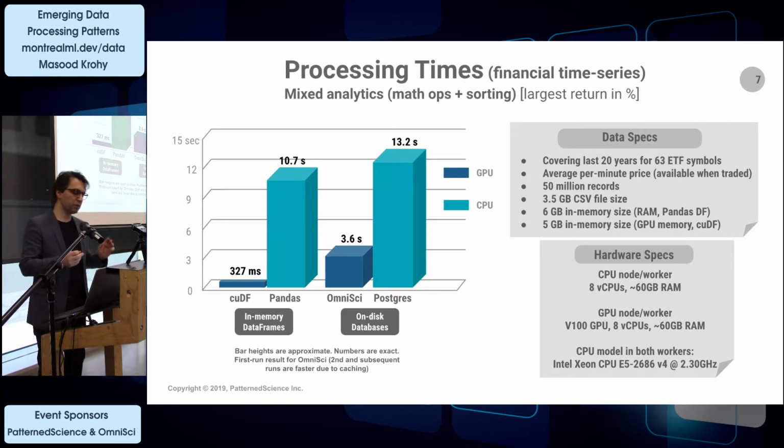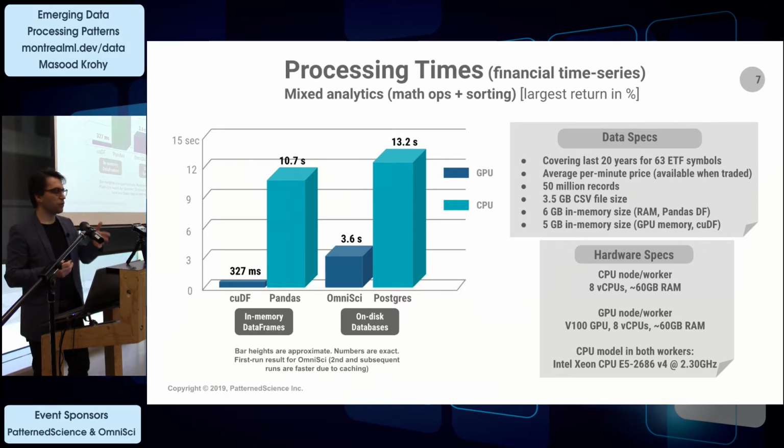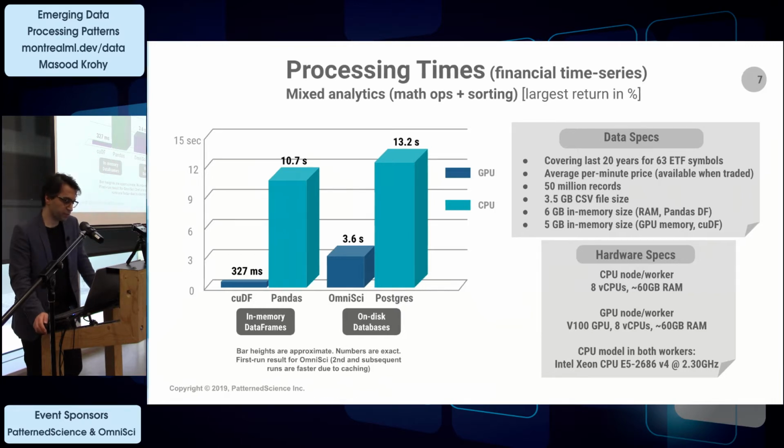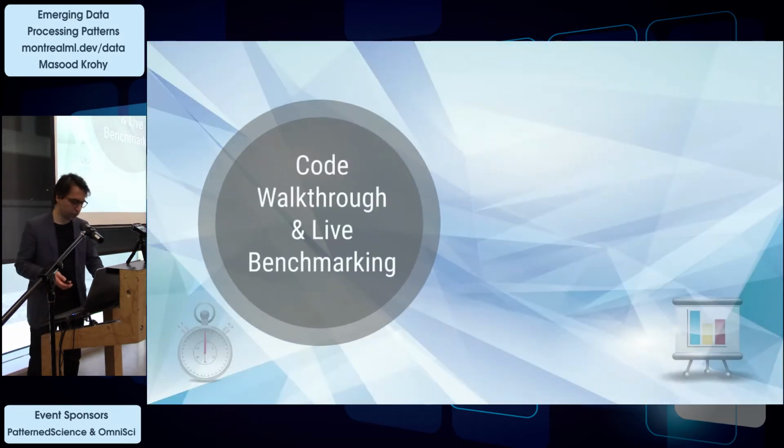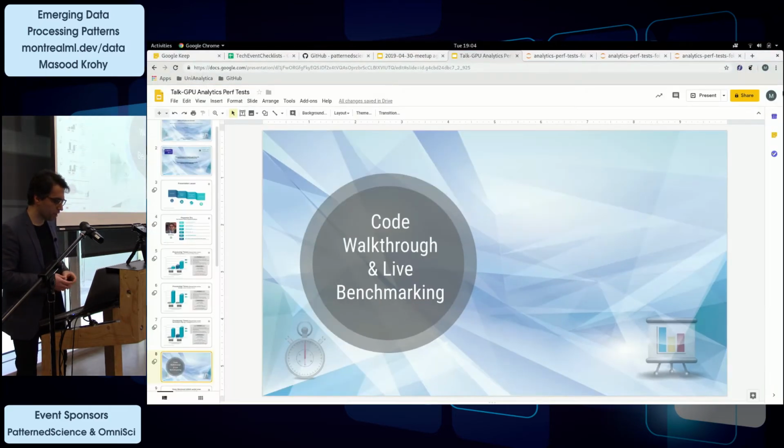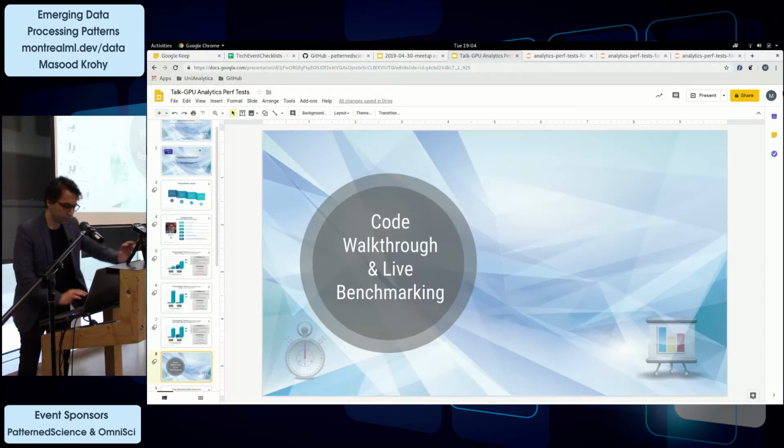So the return would be close minus open divided by open, and then multiplied by 100. So that is a return in percentage terms, and then just sort it. So we calculate the return and then we sort it, and Postgres would need 13 seconds for that, 3.5 seconds for OmniSci, Pandas 10 seconds, and again cuDF around 300 milliseconds. So that is the three queries, and I'll actually walk you through how we obtained some of these numbers.